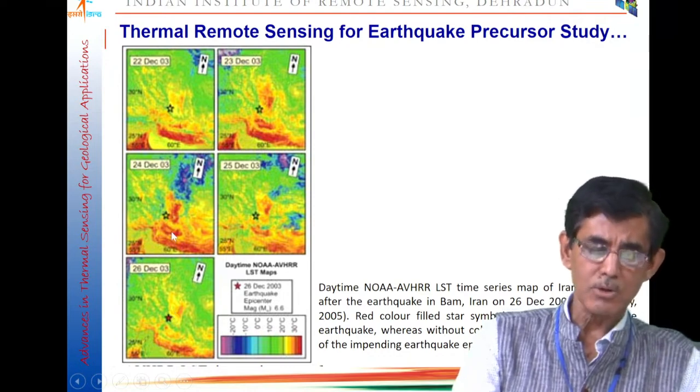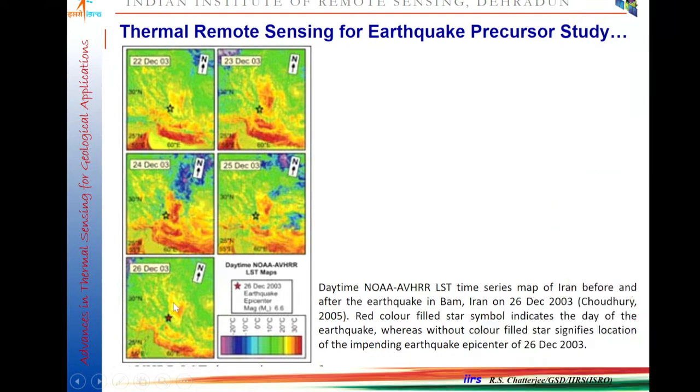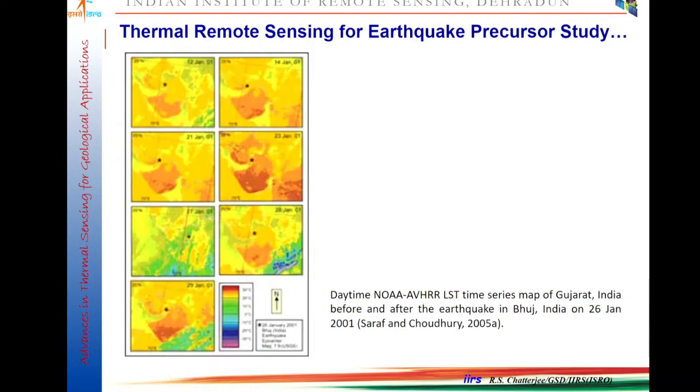This is the kind of observation made by many researchers in many earthquakes globally. Similarly, in the case of the Bhuj earthquake in India that occurred on 26 January 2001, a similar phenomenon was observed. At different times the temperature was mapped, and just before the earthquake the temperature anomaly is very high. A 5 to 10 degree temperature rise was observed. But after the earthquake occurred, this temperature dissipated. No high temperature is observed.